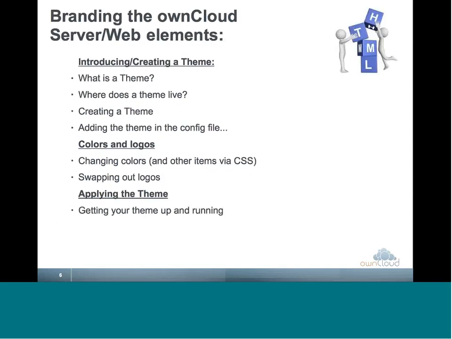So let's talk a little bit about branding the ownCloud server and web elements. Basically, the way this is done is creating what we call a theme internally. Now, all of this is documented. If you go out to ownCloud.com and go to the documentation section, you can go to the development piece, and under core, you'll see theming. All of this is documented there, but essentially what you're going to be doing is creating what we call a theme. Now, these themes live inside of the ownCloud code. So if you download ownCloud and drop it onto your web server, you'll see a file in the ownCloud root directory that is called themes.